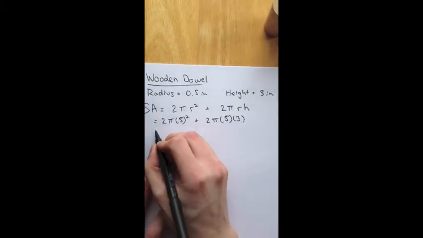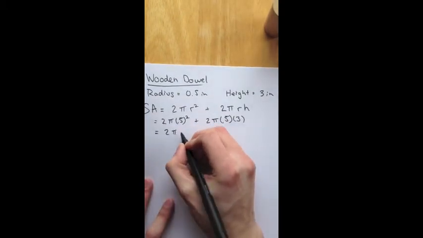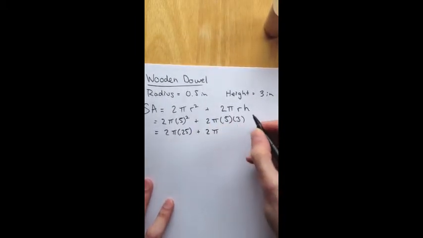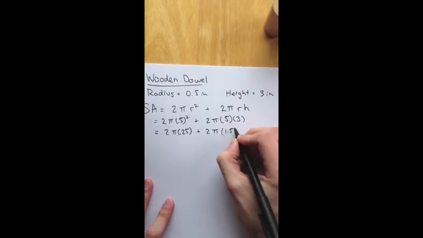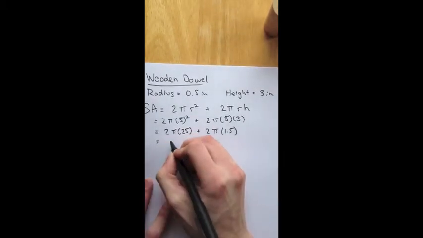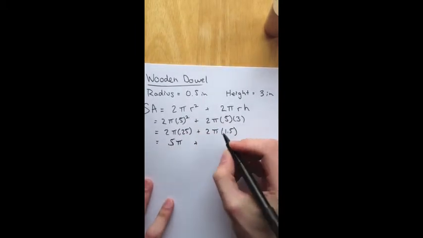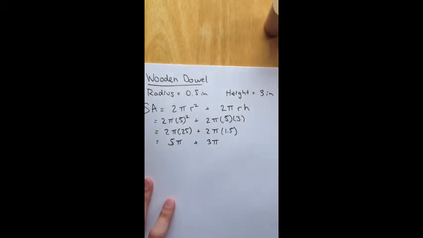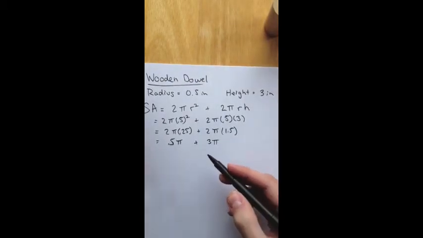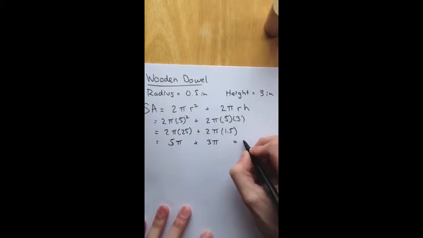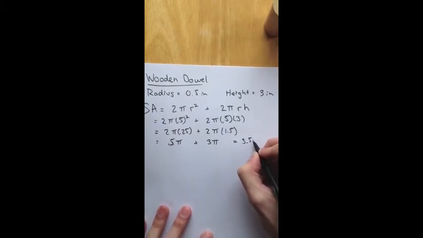Alright, so we punch this into our calculator. It gives us 2 times pi times 0.25 plus 2 times pi times 1.5. Keep going. You get 0.5 pi plus 3 pi. And then a lot of times we will just leave our answers in terms of pi, so we can add these together because they are like terms. And that gives us 3.5 pi inches squared.